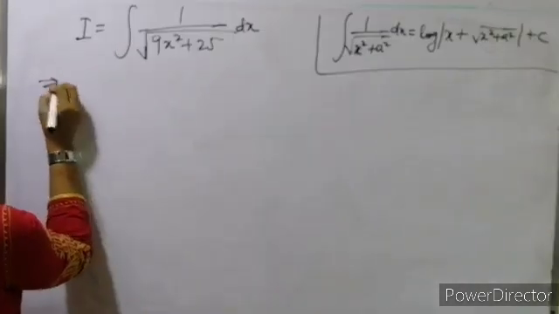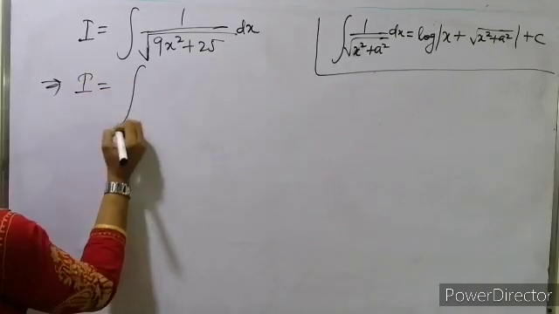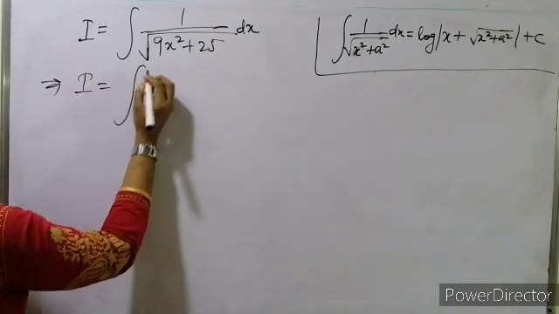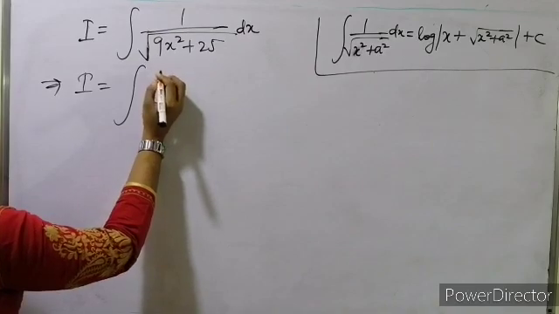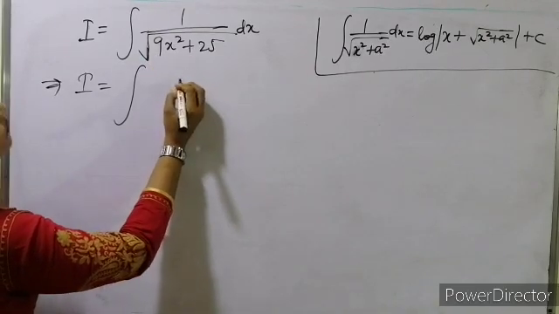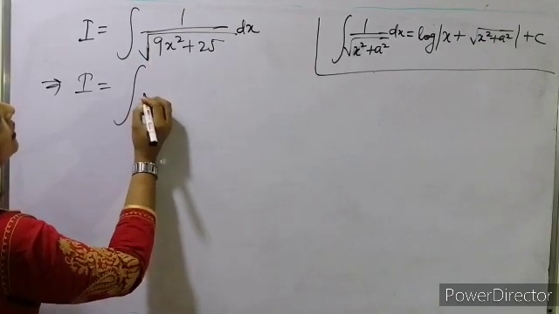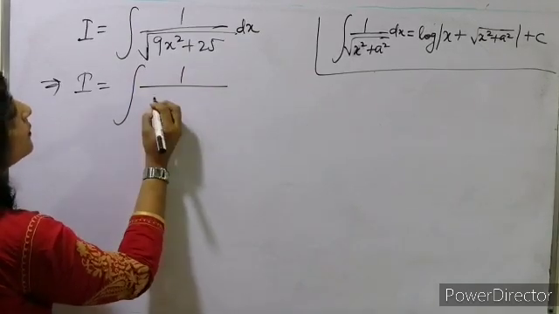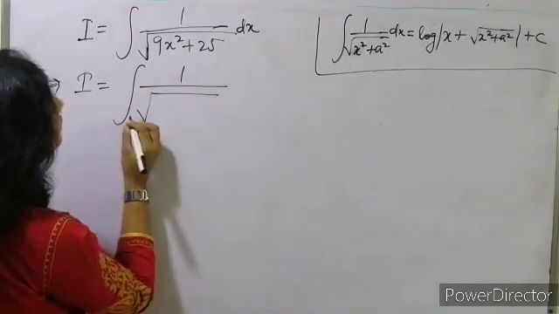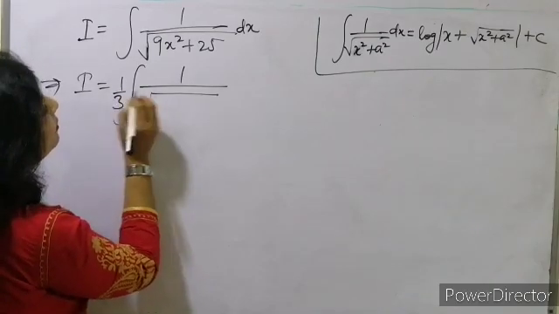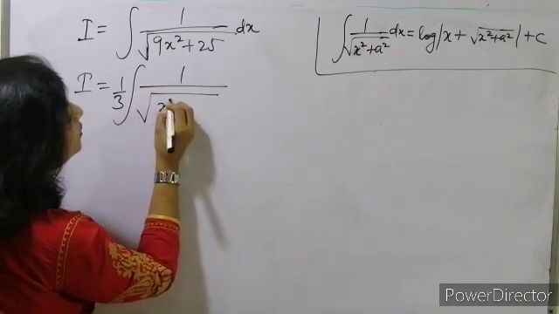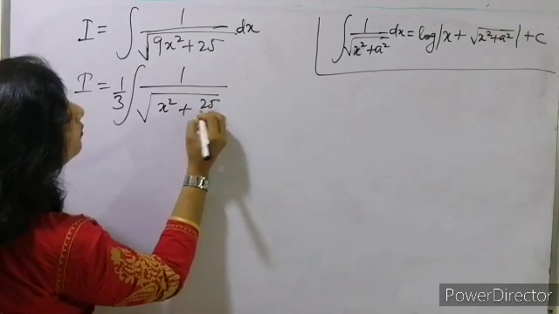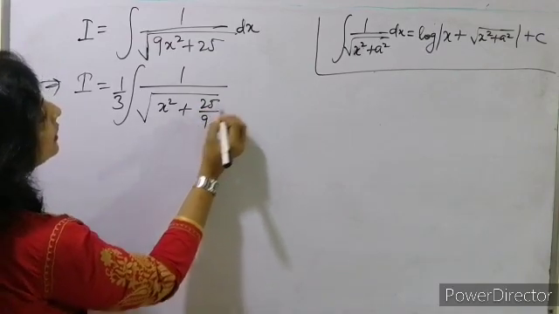Now what we have to do: first of all, the 9 is with x square, so first of all we have to take 9 outside. 1 upon square root of, we'll take 1 upon 3 common outside. So it will be x square plus 25 upon 9 dx.